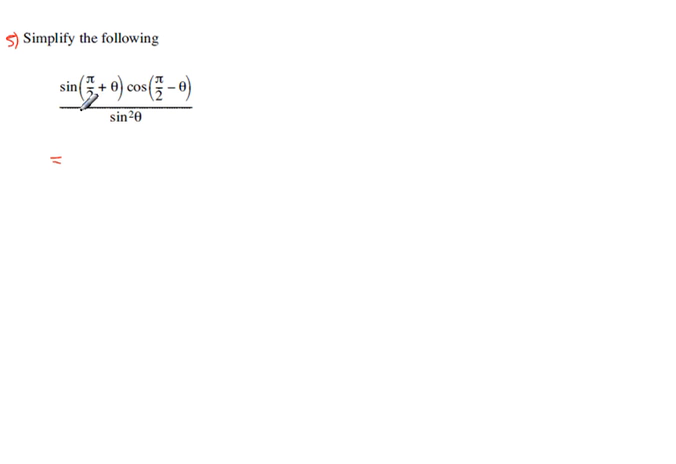Going back. Fifth sum, simplify. Sine 90 plus theta. Remember, whenever 90 comes in, your sine becomes cos theta. Which quadrant? Pi by 2 plus theta. Take theta to be an acute angle. So it's in the second quadrant. Second quadrant sine is positive. So this remains positive. Cos 90 minus theta, your cos becomes sine. It falls in the first quadrant, therefore positive. Upon sine square theta.